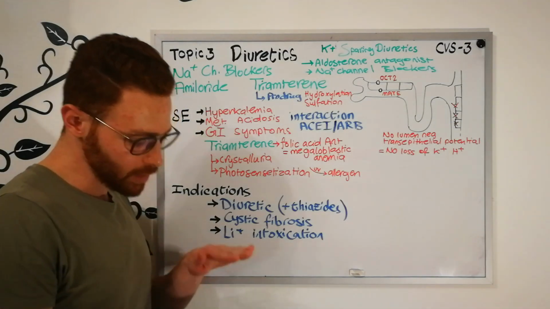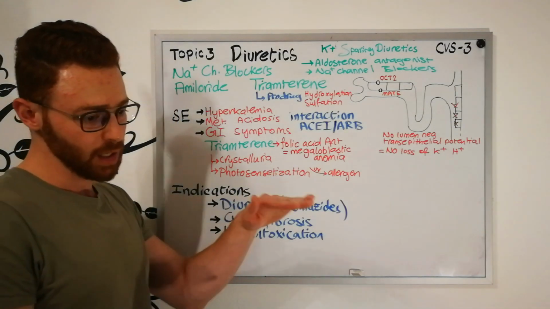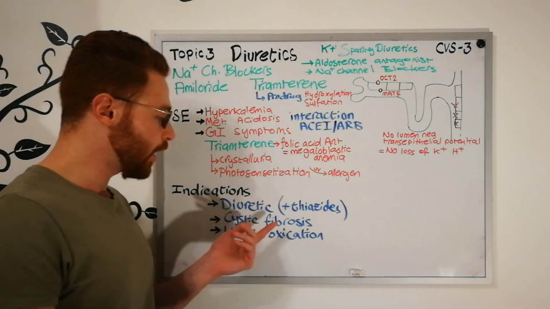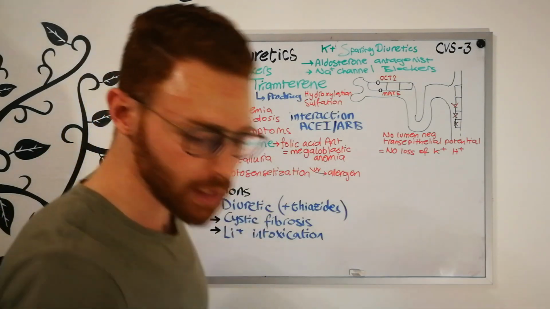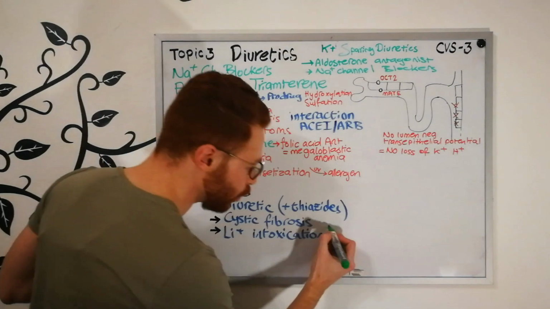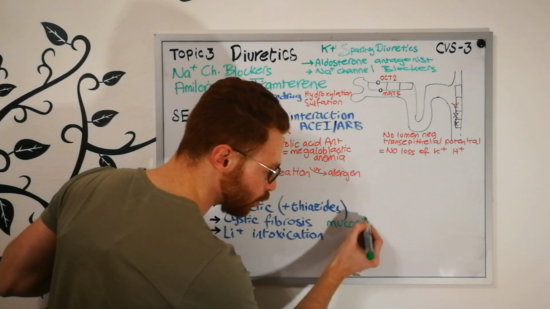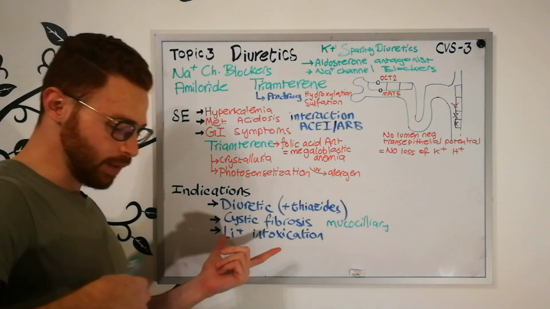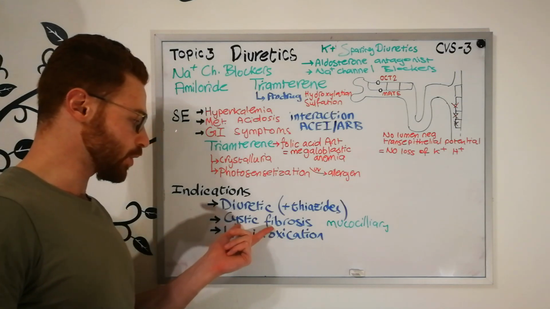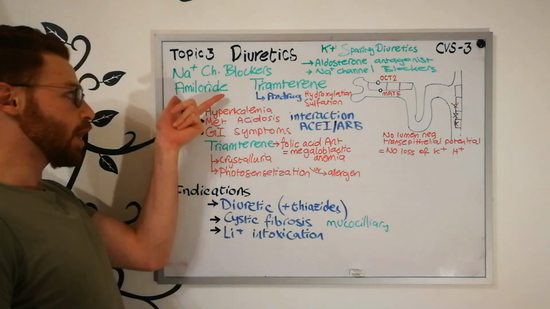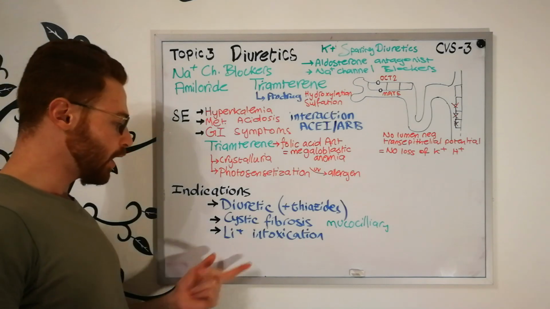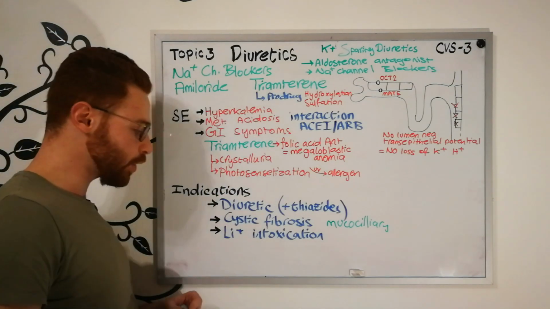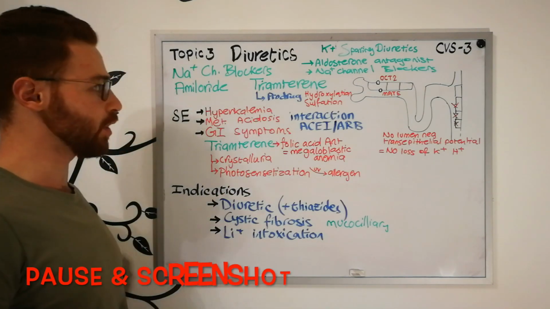So if the water content of the mucus is increasing, then the mucus thickness is going to decrease, right? It is going to become less viscous, and this is going to make the mucociliary movement better. The mucociliary movement is going to become better, and they can basically cough out the mucus. So we can help the cystic fibrosis patients with an inhaled form of the amiloride. The other indication is lithium intoxication, because these drugs are also going to inhibit the lithium absorption.